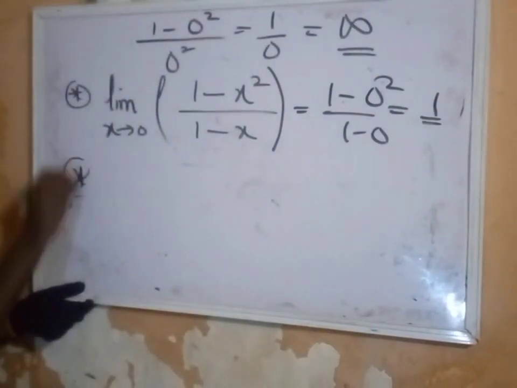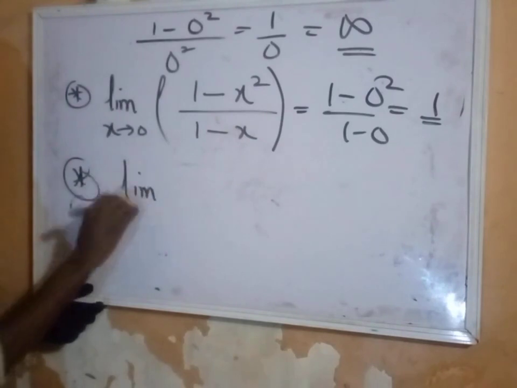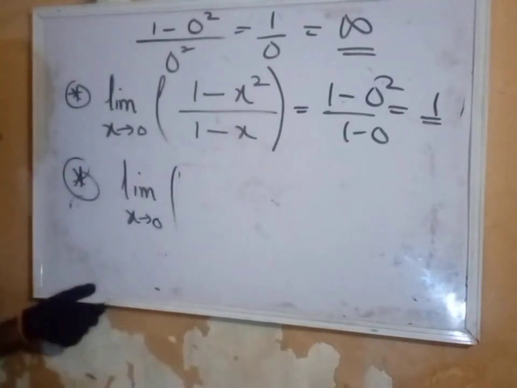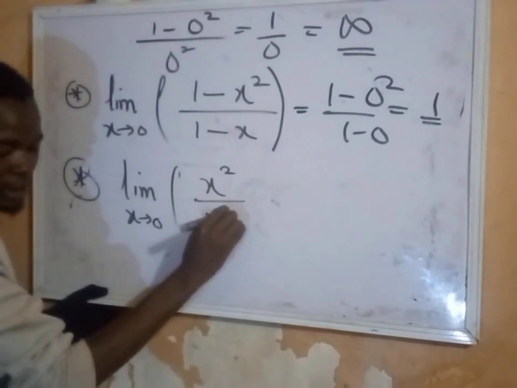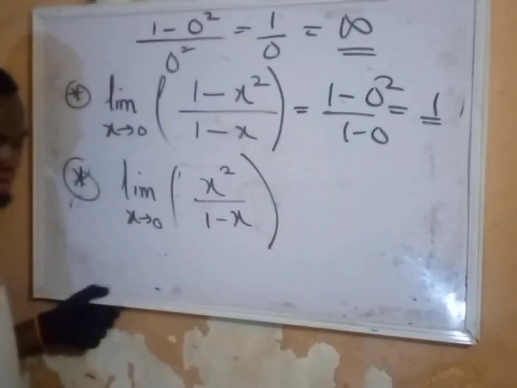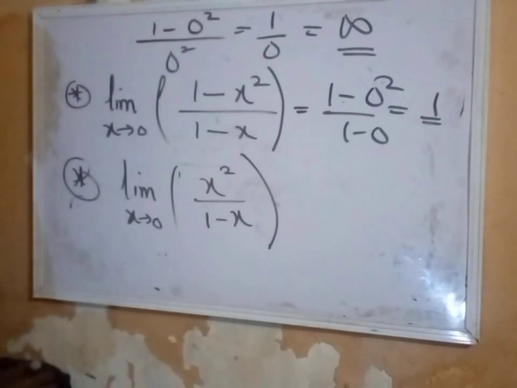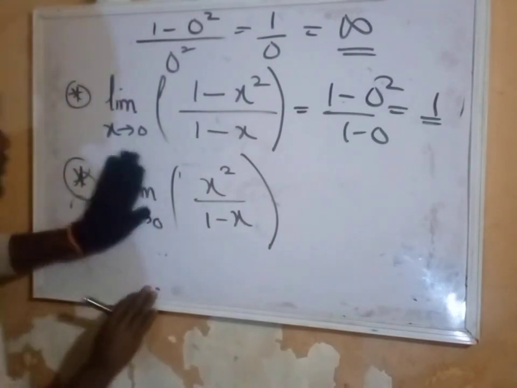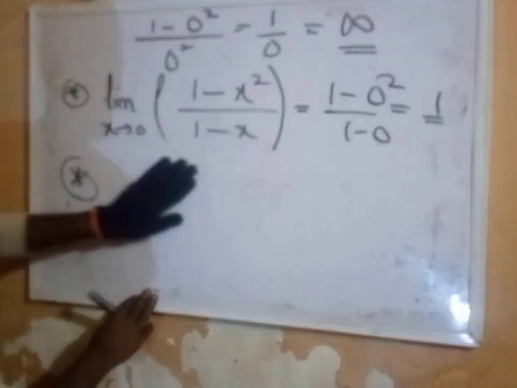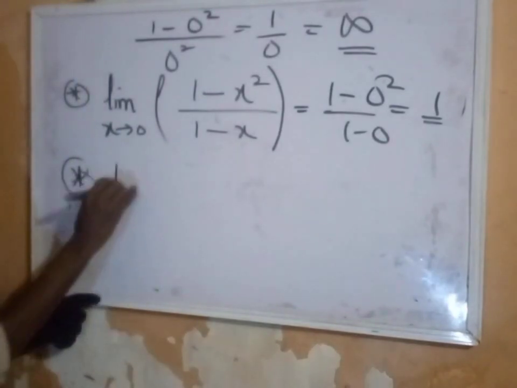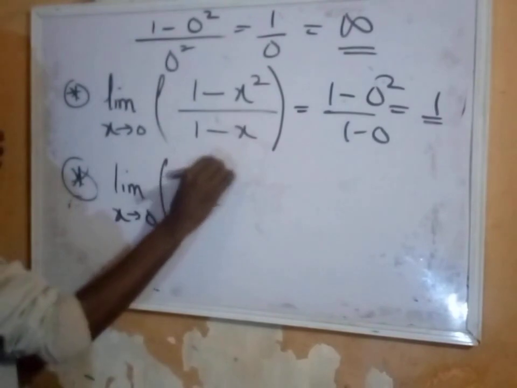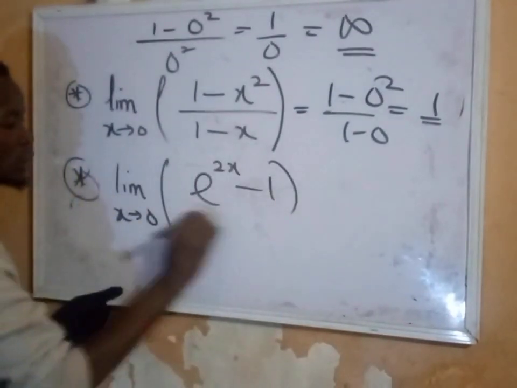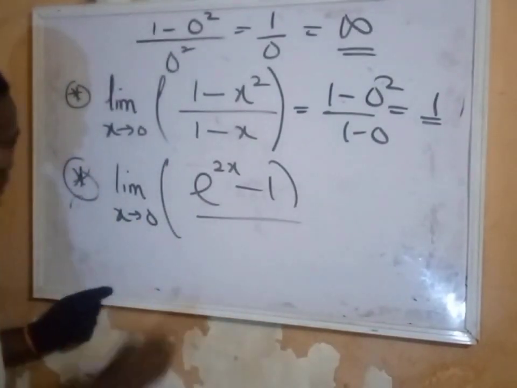So another example here is, let's say you have the limit as x tends to 0 of x squared divided by 1 minus x. Although, let me just give the example relating to exponential. Let's say you have the limit as x tends to 0 of exponential 2x minus 1, everything divided by x squared.